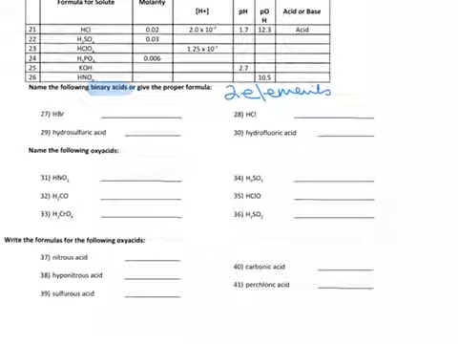The rules for naming a binary acid. What is the prefix we use? Hydro. What's the suffix we use? Ic. And then acid. Okay, so HBr: hydrobromic acid.